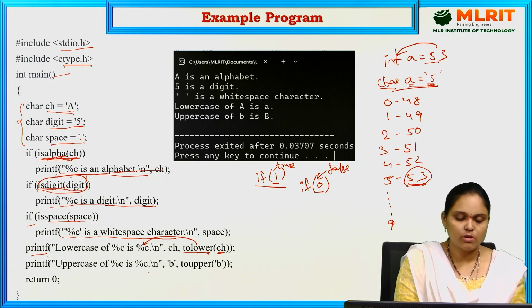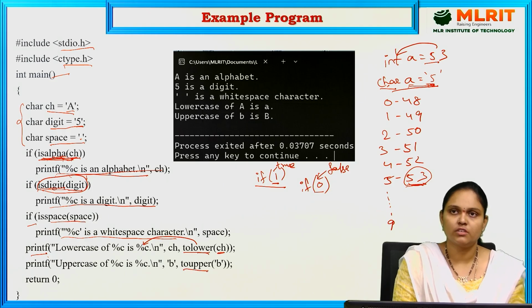And next, toupper. By using this toupper function we are converting that character into uppercase. So in this toupper function we have directly given values inside single inverted quotes. If you give something inside single inverted quotes, it will be treated as a value. So this 'b' is converted into capital B.